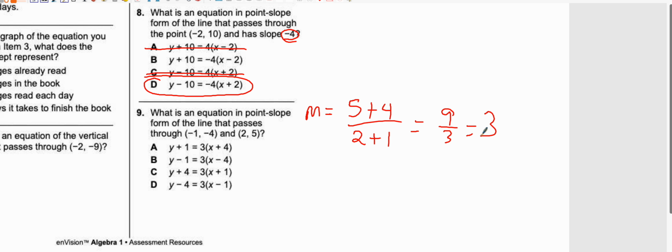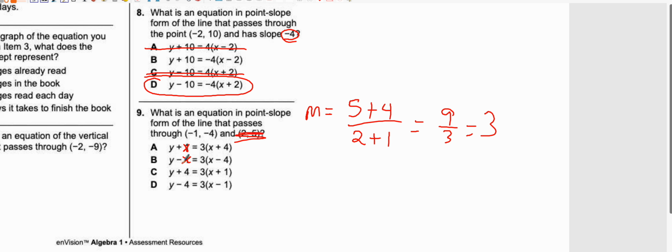Then all we have to do is fill in the ordered pairs. It can't be A or B because those both have 1 first and it needs to be 4 first. So it's C. Okay, C. It can't be A because this is an x value and this is an x value.